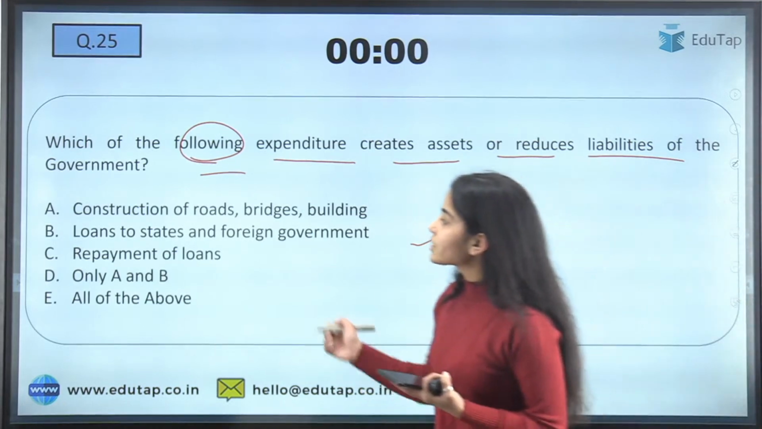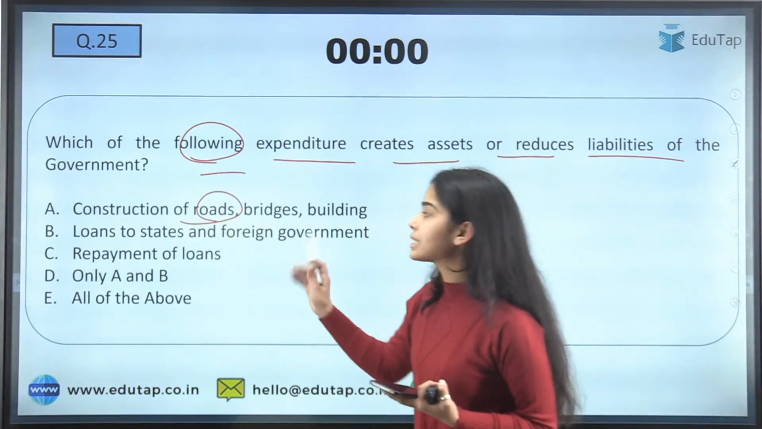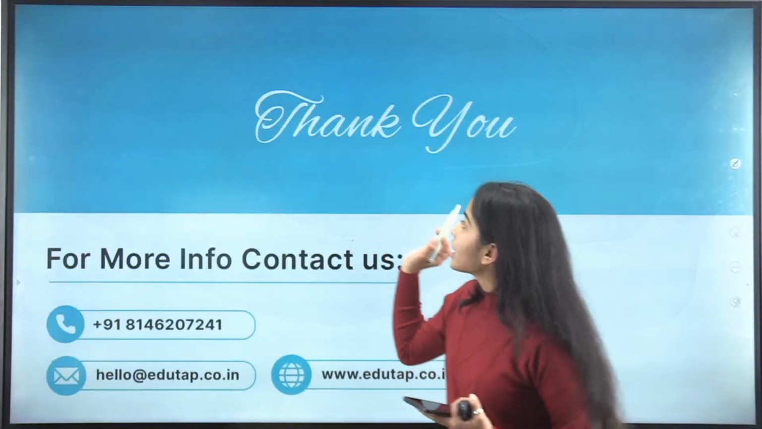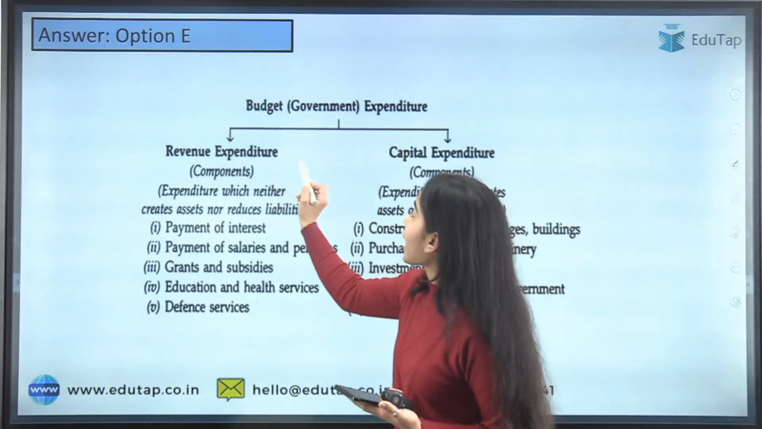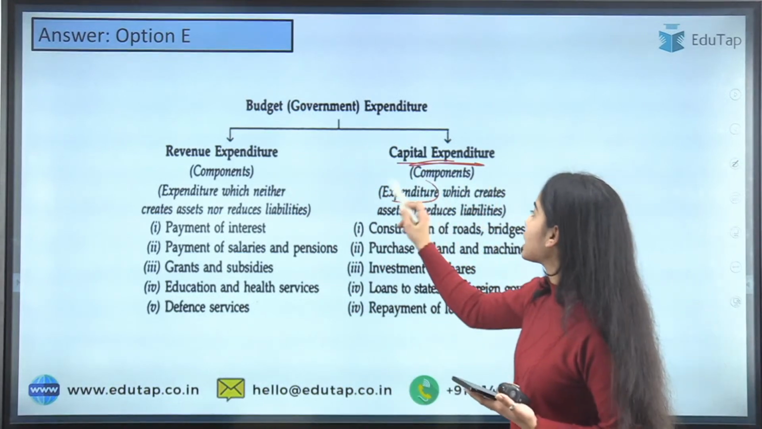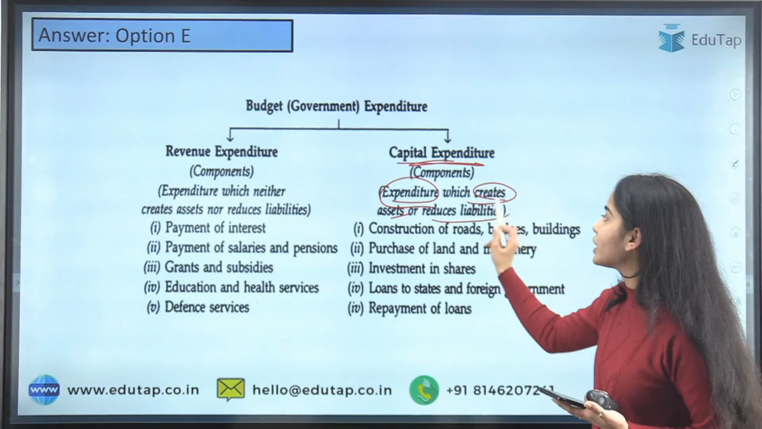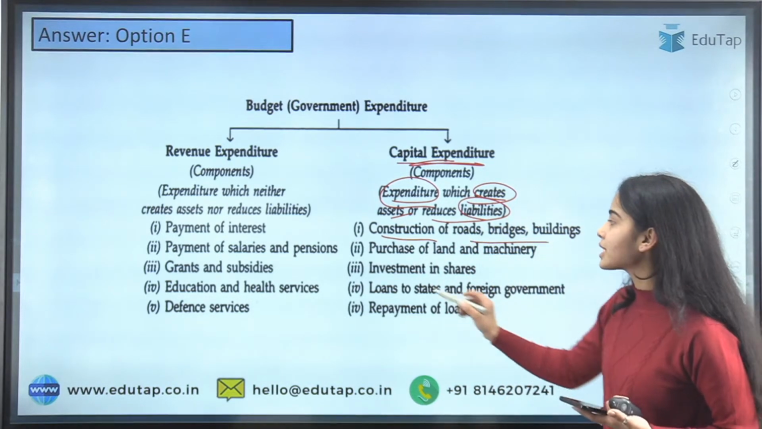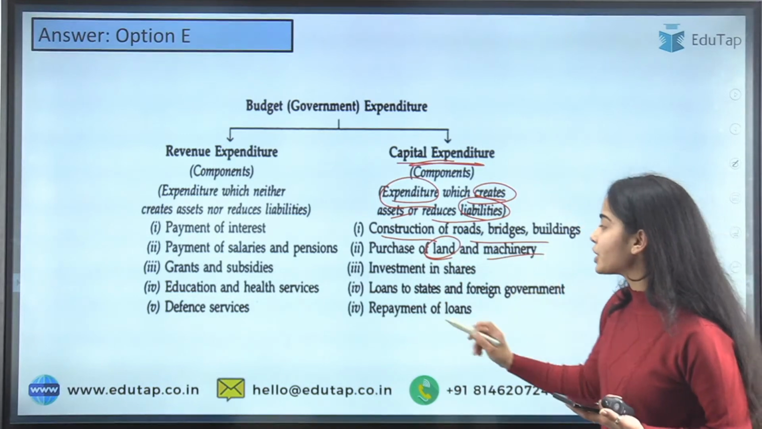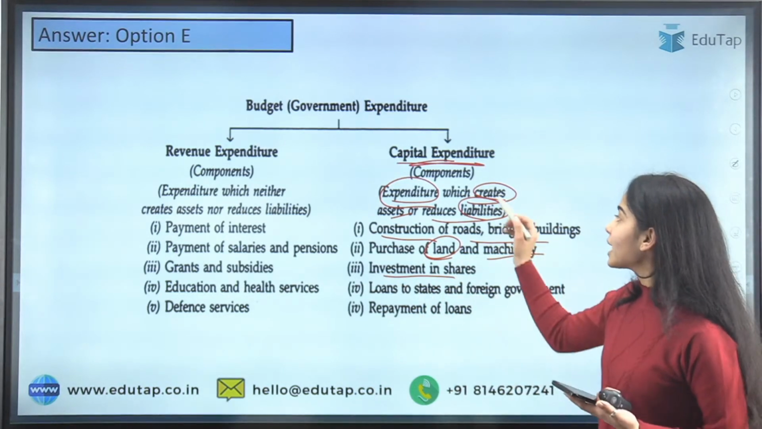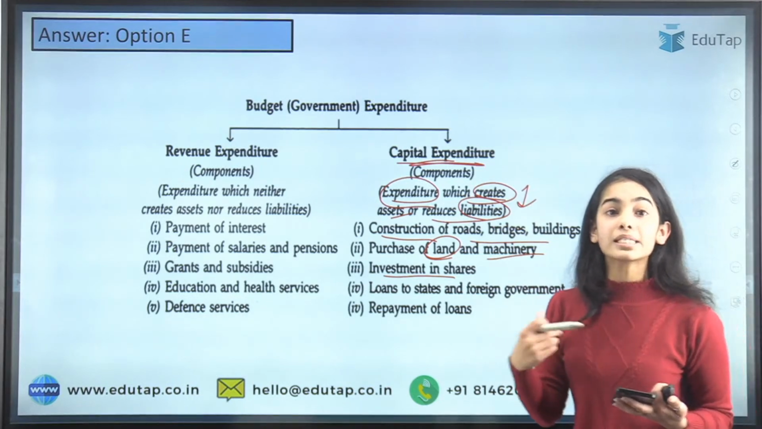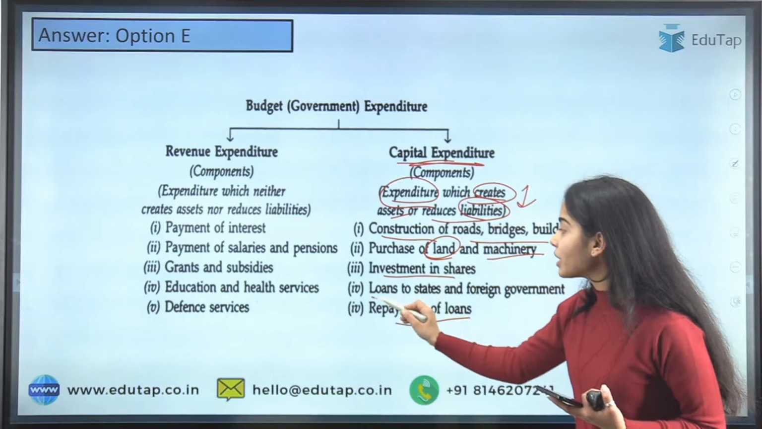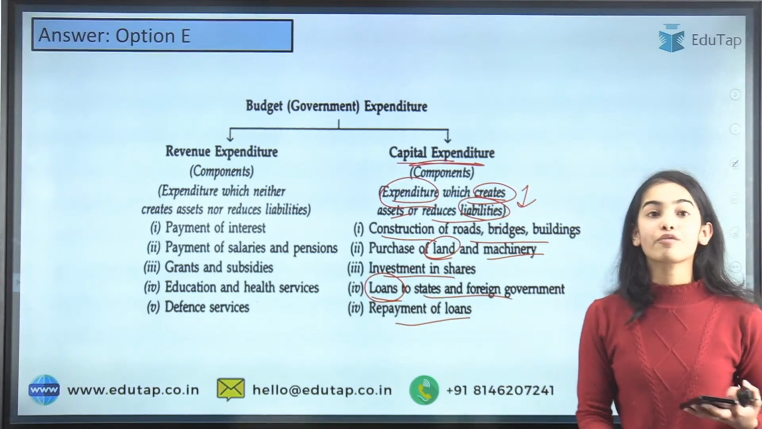So the answer will be, construction of roads is creating assets, and loans to states and foreign governments. This comes under the capital expenditure, where the expenditure creates assets or reduces liability. Creation of assets means construction of roads is happening, land is being purchased, machinery, investment is happening, and liabilities are reduced when you are repaying your loans. Assets are also created when you are giving loans to the states and foreign governments.